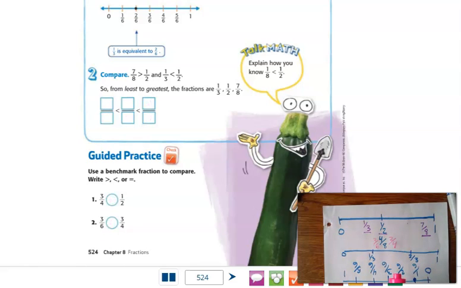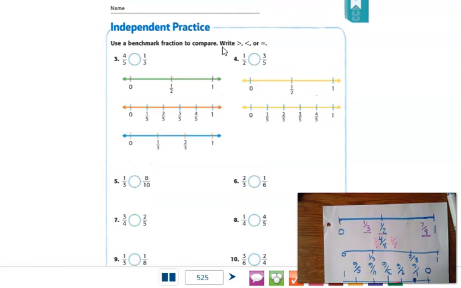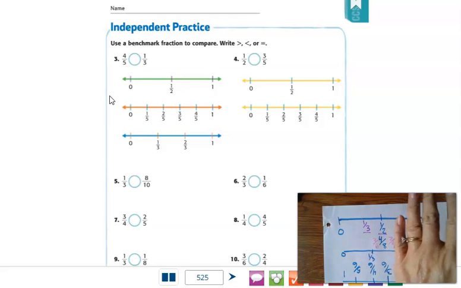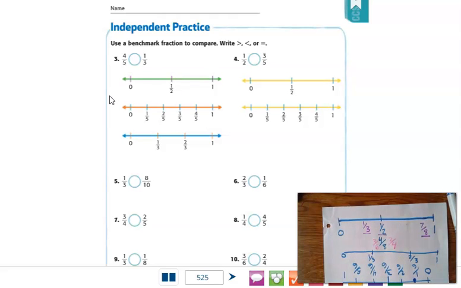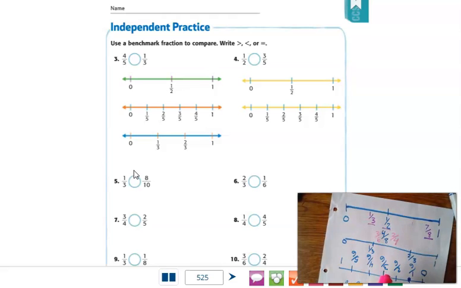Let's look at the next page. Okay, so this is nice because they've given you all of the number lines you're going to need for number 3 and 4. So you're going to find 4/5 on this and 1/3 on this and compare that to the half. And one will be on one side of the half and one will be on the other side of the half. That's the nice thing about all these problems. They're all going to be on one side or the other of the half.